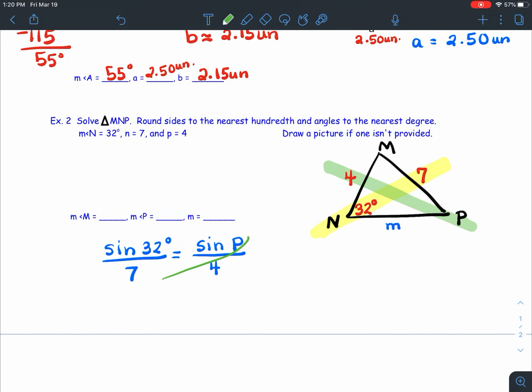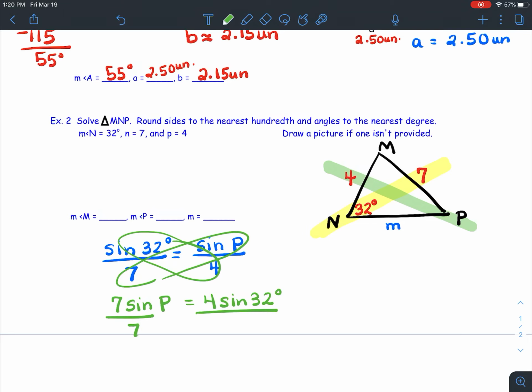Okay. All right, so now on this problem, notice what we'll be solving for. We're going to be solving for an angle. Okay, that's that capital P there. So we cross multiply to begin with here. Okay, the next step, we're going to divide both sides by 7.